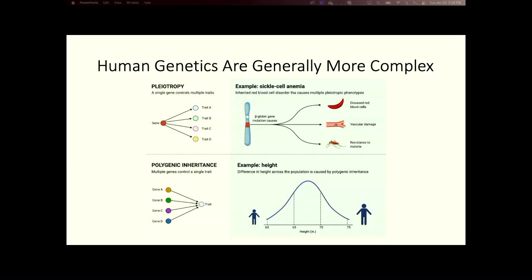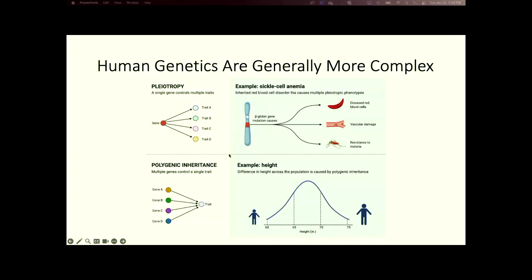As a starting point, human genetics is not Mendelian. There's some Mendelian traits, like attached earlobes, but we have way more complex interactions between genes determining traits in human populations. For example, we can have pleiotropy, which is where a single gene controls multiple traits. The expression or presence of one gene can control trait A, trait B, trait C, and trait D.